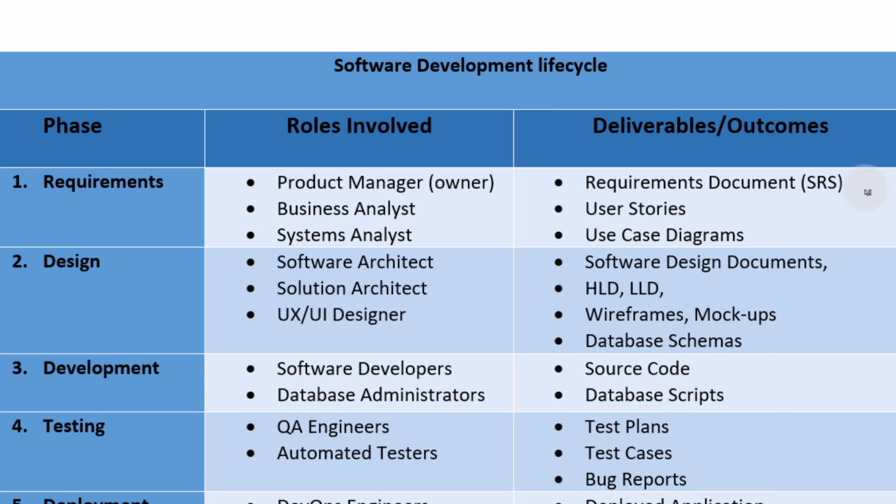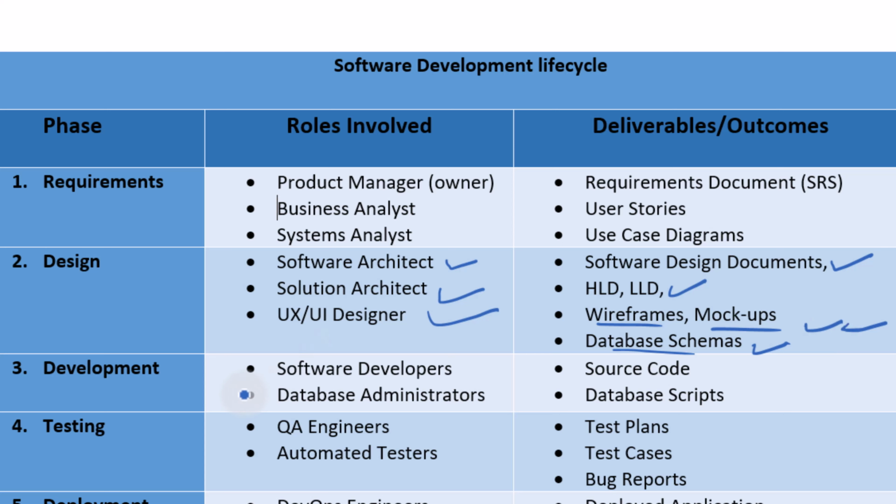Next is the design phase. Here, the software architect, solution architect, and UI/UX designers are involved. The deliverables include software design documents such as high-level design and low-level design; wireframes, mockups, and database schemas are also the outcomes of this phase. This phase is all about creating detailed designs that guide the development process.